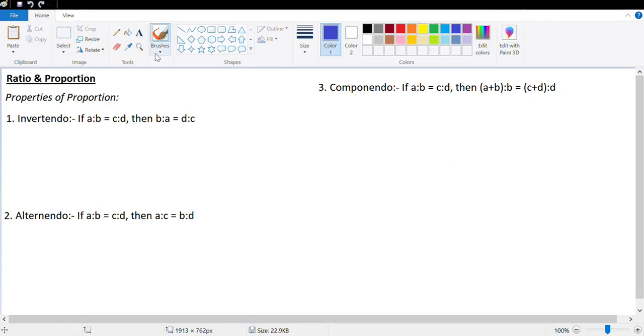Hi guys, let's start a new exercise of the chapter ratio and proportion. But before we start, let's revise what we did in the first exercise.